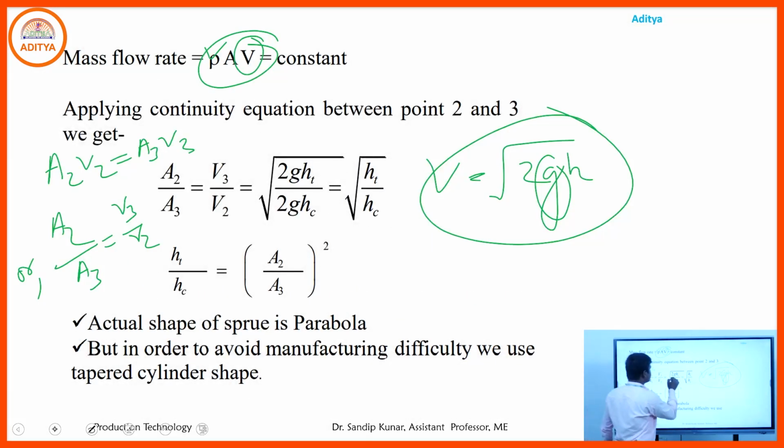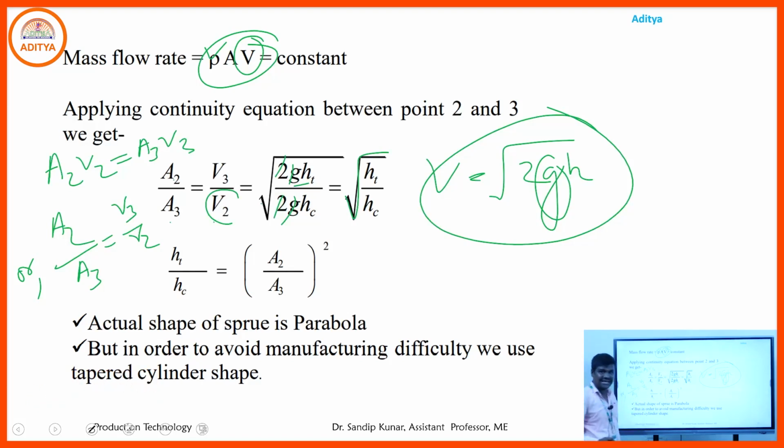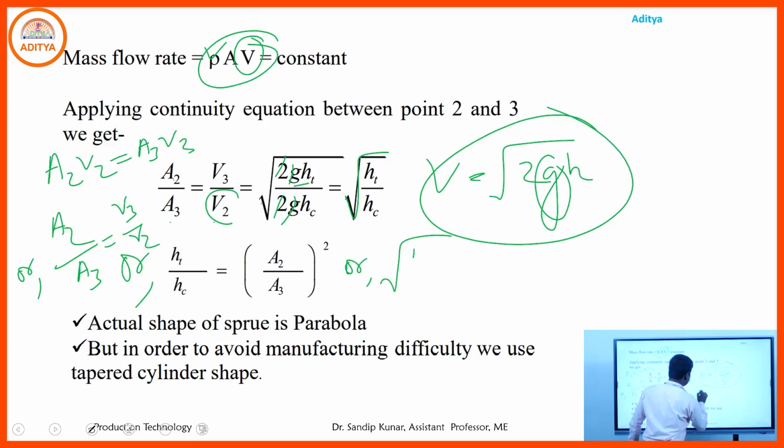And now we can write V3 equals root over 2GHT, and in the case of V2, that is for section 2, it is 2GHC. Now after that G will be cut and 2 will be cut. Then finally we have got HT by HC, meaning A2 by A3 equals V3 by V2 equals root over HT by HC.